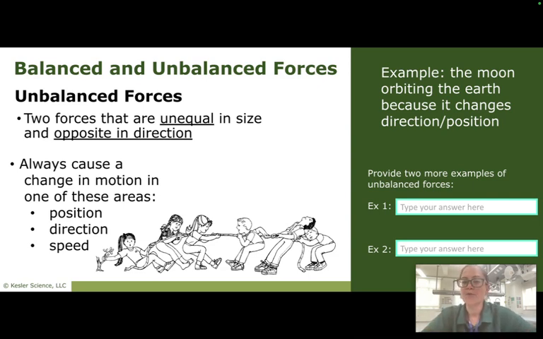So for example, the moon orbiting the Earth is unbalanced forces because it is constantly changing directions and position. So it is going around the Earth, so it is constantly changing direction, and it is also constantly changing its position. And that's also why we have the different phases of the moon in the sky, because we are looking at the reflection of the moon in different amounts of sunlight. And then try to think of 2 more examples of unbalanced forces that maybe you've seen or that you can think of.